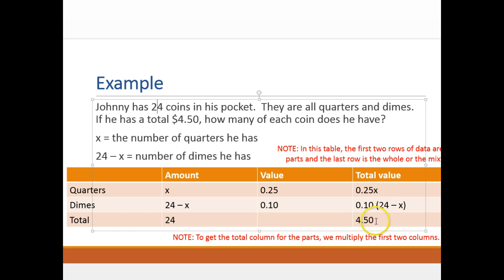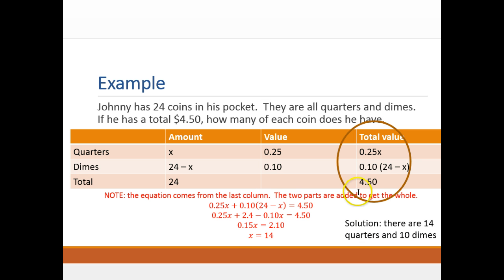Now, how do we get this last column, the total value? Well, this is very easy. For our parts, we simply multiply across. I have x quarters worth 0.25 each, so 0.25 times x. I have 24 minus x dimes times 10 cents each, so 0.10 times 24 minus x. Now this part down here we don't multiply for, we're actually given it. We're given a total of $4.50.